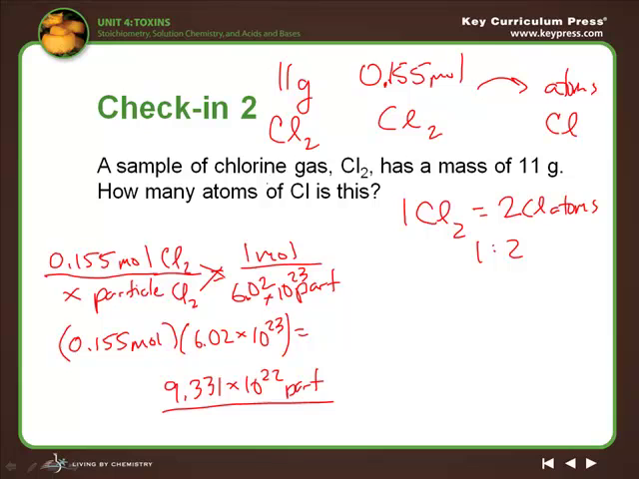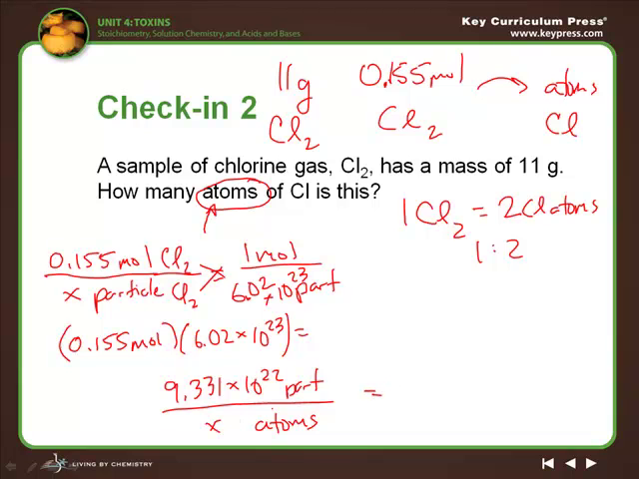Now, do we want particles in our answer? What do we want to have? We want to have the atoms. So particles in this case are not the same thing as atoms. A particle is Cl2 in this case. An atom is just one of those. So the last thing to do is we want to convert particles to atoms.